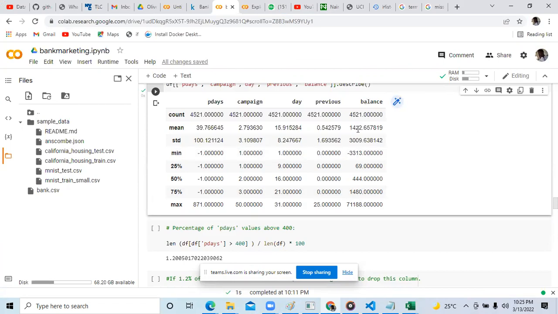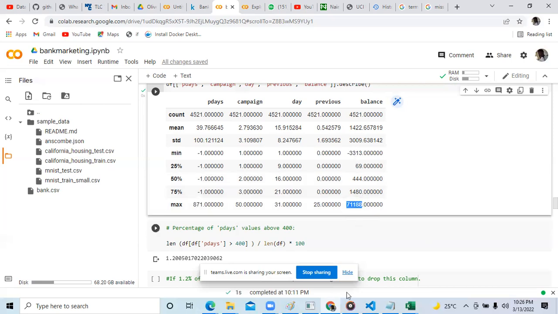Unlike, look at this now. Look at balance. 0% is the minimum, which is minus 3,000. Let's even forget the minus 3,000. Let's look at the flow. 25% is 69. 50% is 444. 75% is 1,480. Maximum is now what? 71,000. This is too far from 75%. Do you understand what I'm saying? Maximum is too far from 75%. So it's not a normal equation.